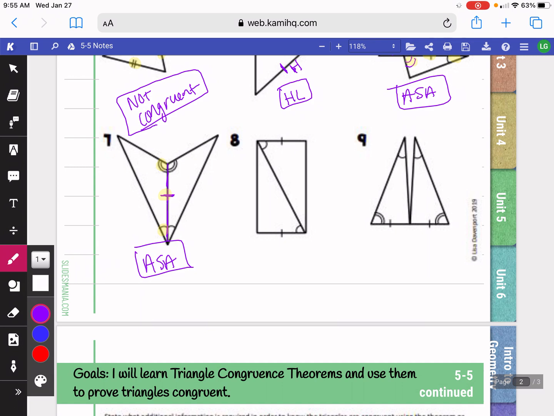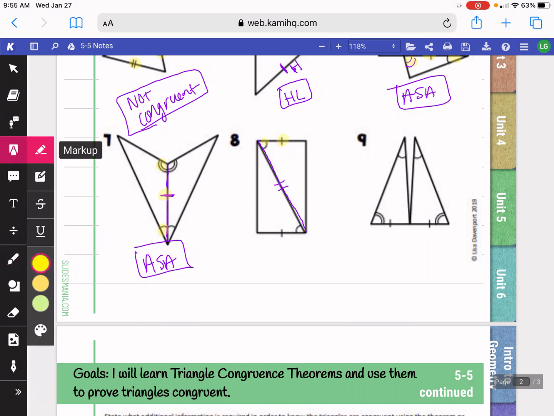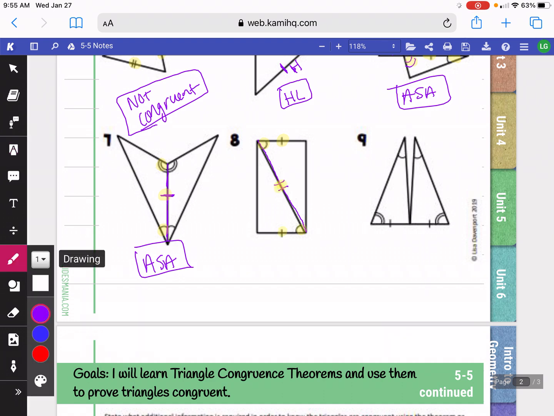On our next picture, these have a common side, so right away I'm going to mark that common side congruent. And now we check, we have side, angle, side on both. So this would be congruent using side, angle, side. And now we look at our last picture.